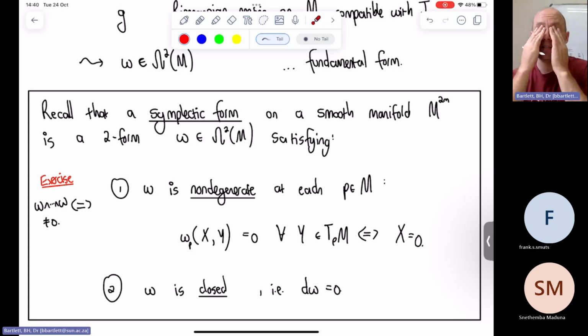Where does that come from? So you might wonder why would anyone ever care about something like this? Yeah, so Frank's got a question. First thing with the exercise, I just wanted to clarify what is the statement? Yeah, good question.